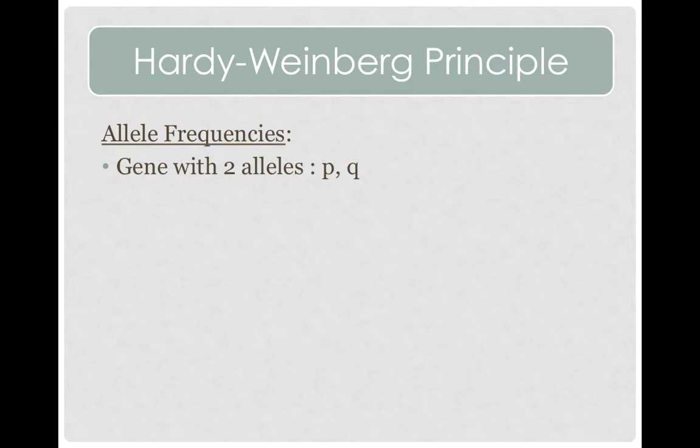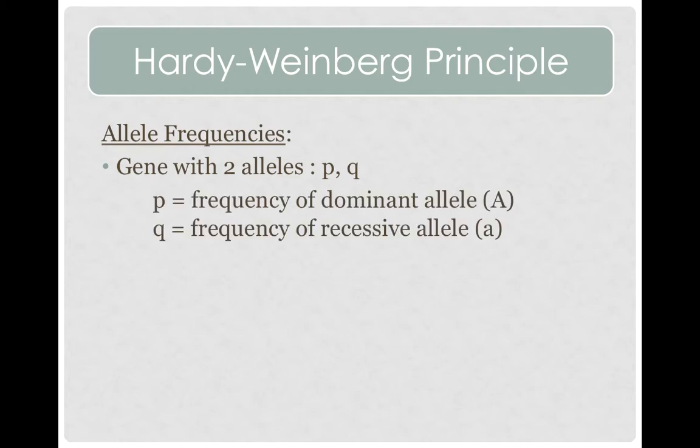So in the Hardy-Weinberg principle, we assume that we have genes with 2 alleles, and we call those alleles P and Q. The P frequency is the frequency of the dominant allele, which we represent with a capital letter. In this case, we're going to use the letter A. So P is the dominant allele, which we'll use capital A for. The Q is the frequency of the recessive allele, which we always represent with a lowercase letter. In this case, we're using lowercase a.